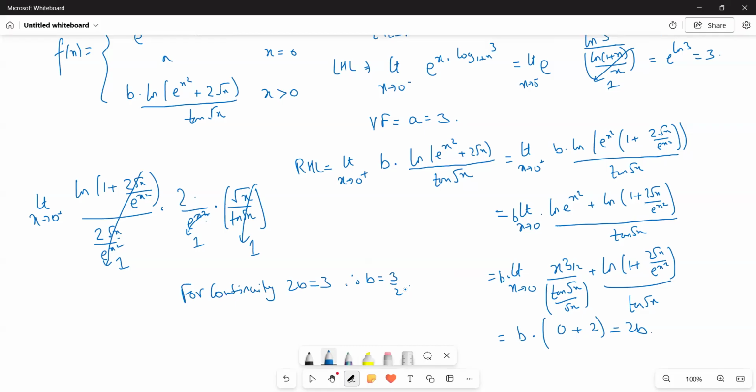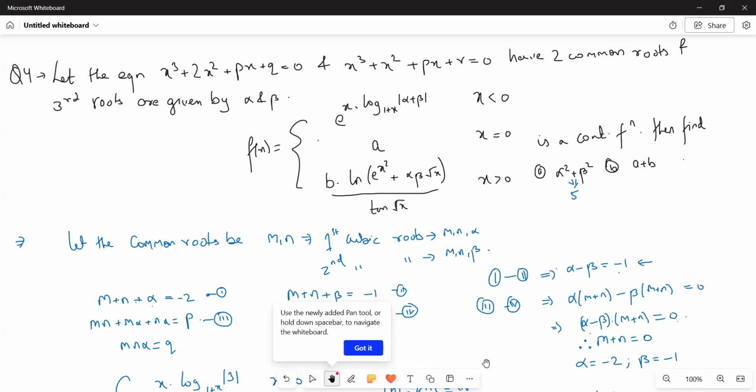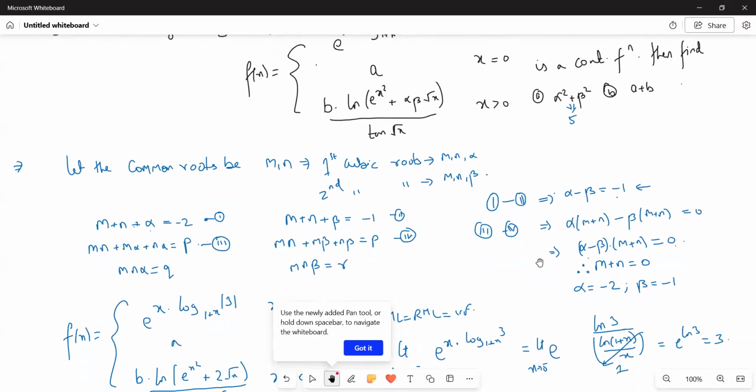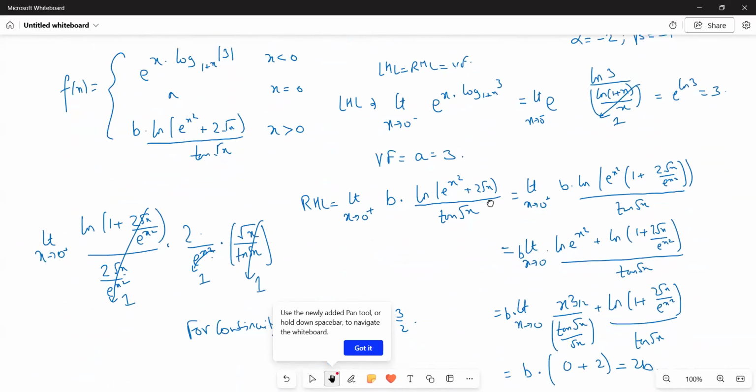Was everyone able to understand this question? Yes, sir. Yes. ठीक है. काफी इंटरेस्टिंग क्वेश्चन है ये कंटिन्यूटी का. It's an advanced level question. So please make sure that you understand this. We have a separate process to find alpha beta and then a separate process for finding a and b.